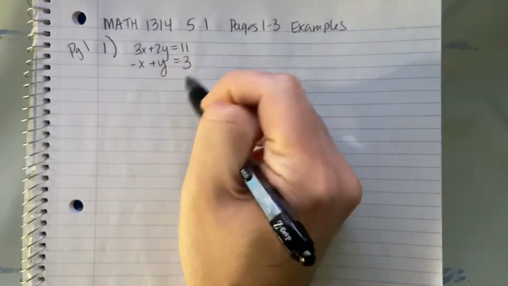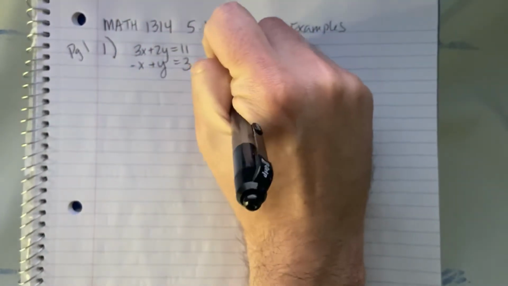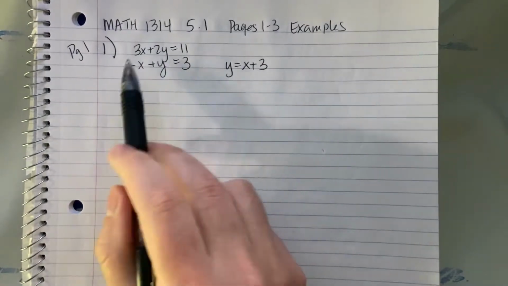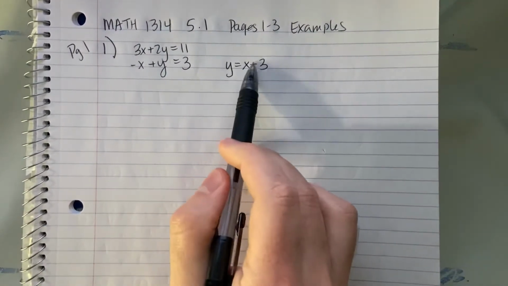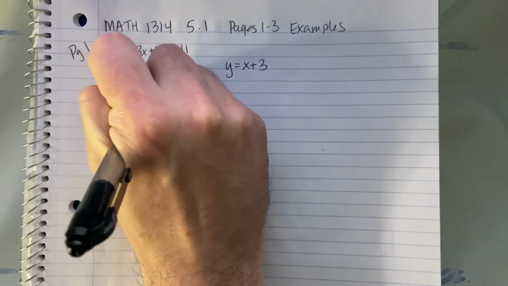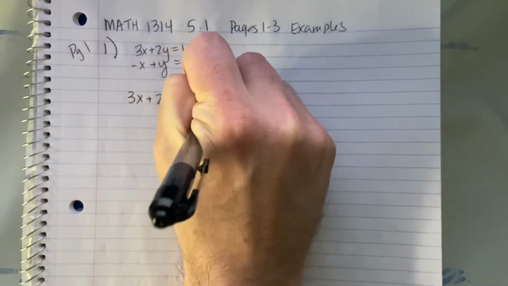Usually you want to pick the easiest one to get by itself. In this case, that should be the y from the second equation, so I will add the x to the other side. Now, by adding x to the other side, I can take y equals x plus 3, take the x plus 3, and put it in for y in the first equation. So we have 3x plus 2 times x plus 3 equals 11.